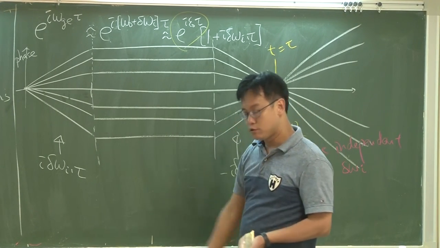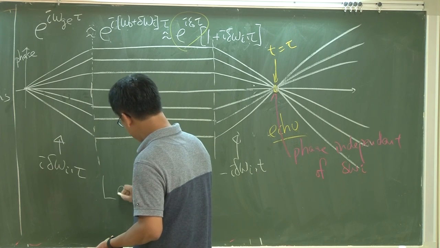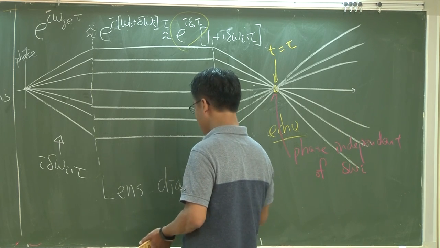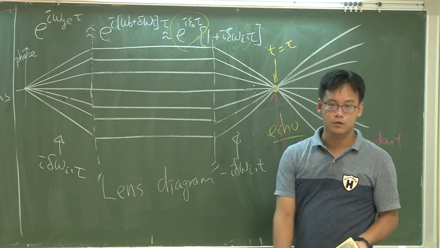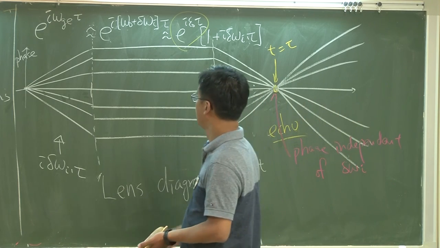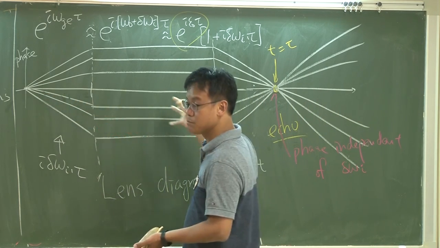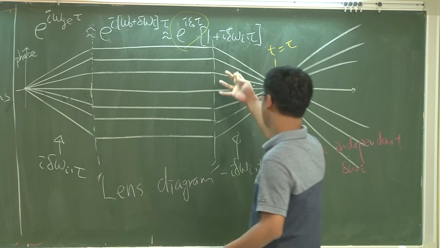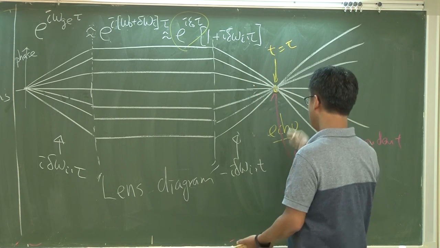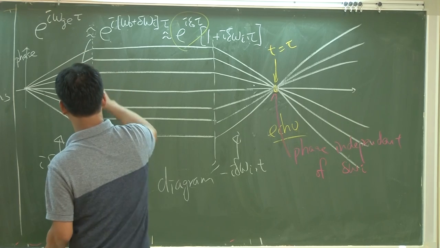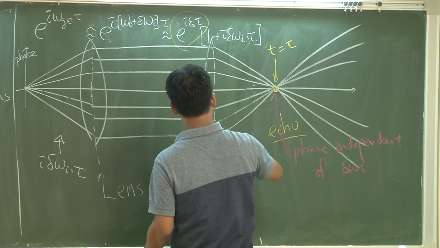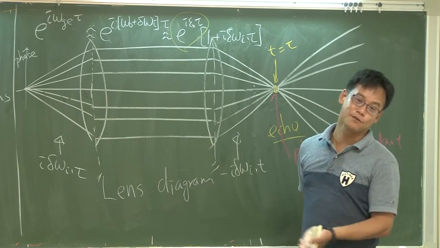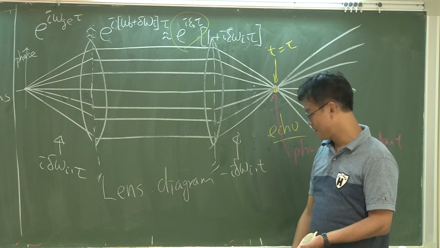This diagram or this analogy is called the lens analogy. Lens diagram. This is a lens diagram. So you can approximate this process using refocusing. It's a refocusing of the phase. Imagine you have two lenses here. Right, let me use, you saw this before.